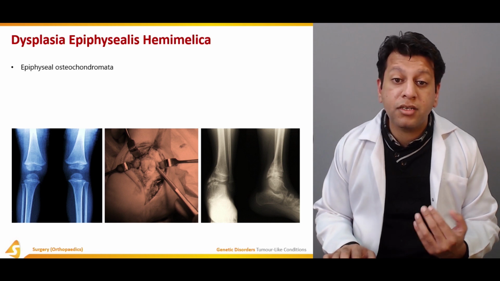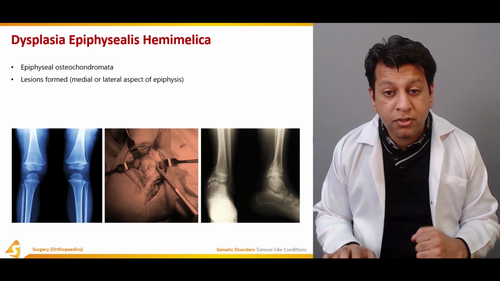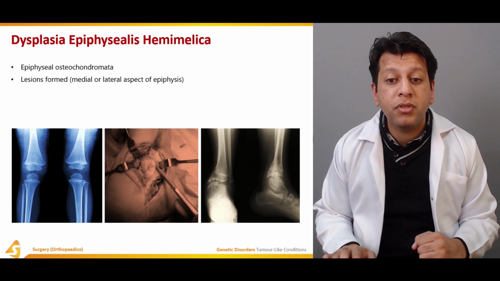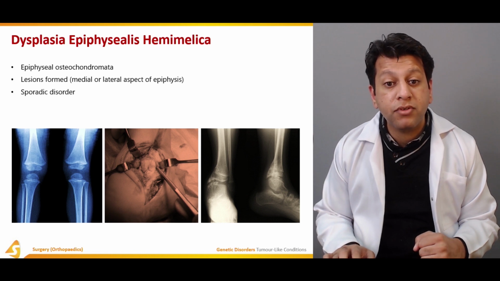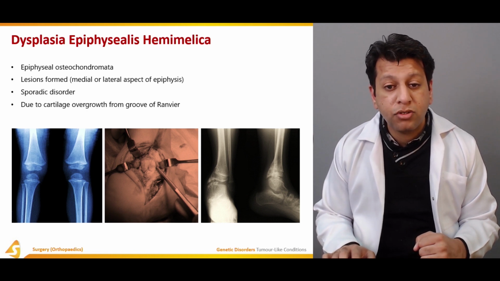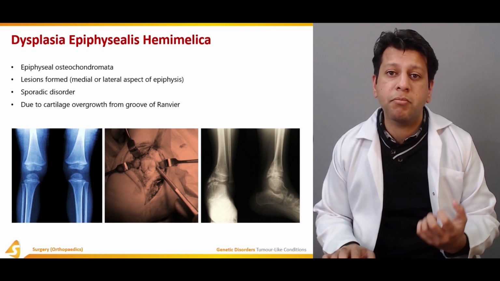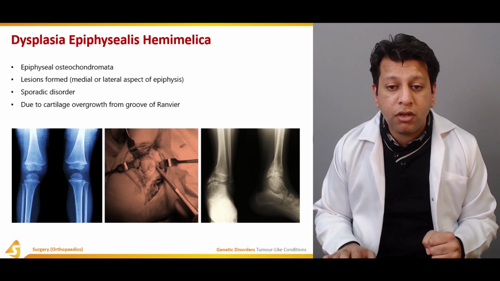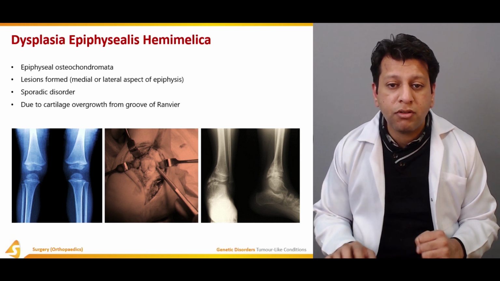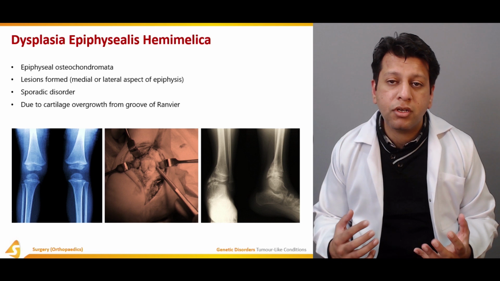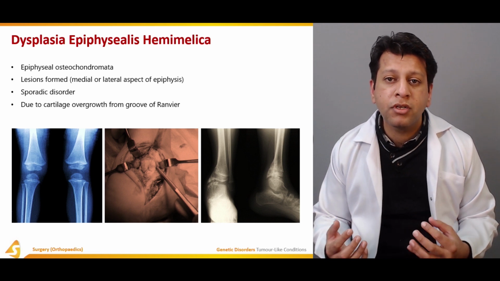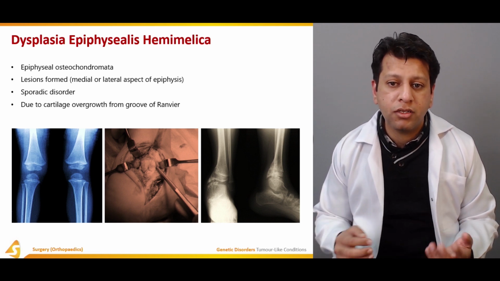Usually, as the name suggests, they are present in the epiphysis. This lesion may form on the medial or lateral aspect of the epiphysis. It is usually sporadic in nature, and most commonly they are around the knee, involving the distal epiphysis of the femur. They are almost similar tumors, a bony outgrowth with a cartilaginous cap over it.